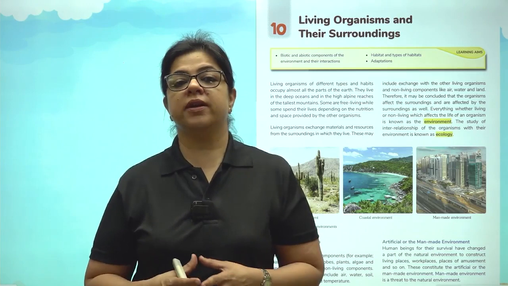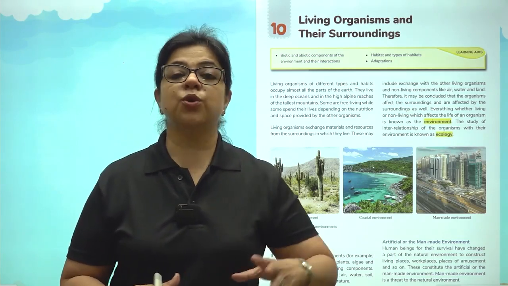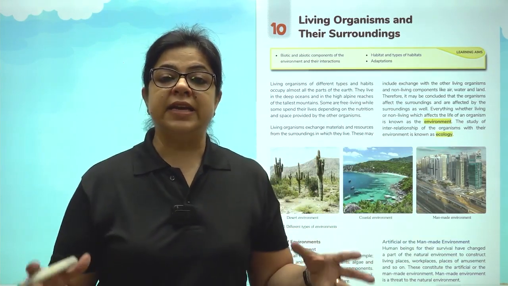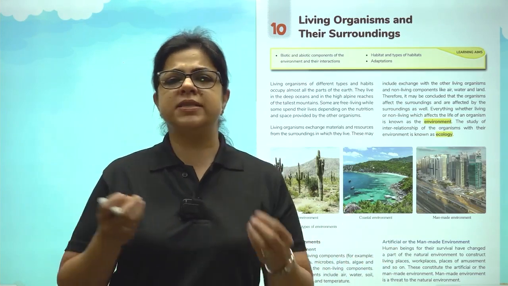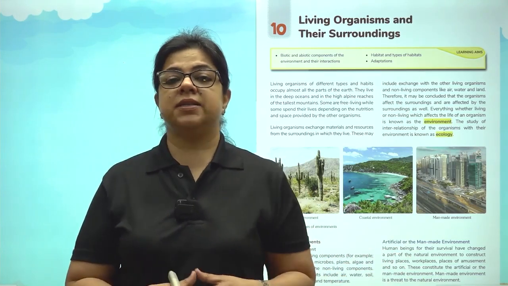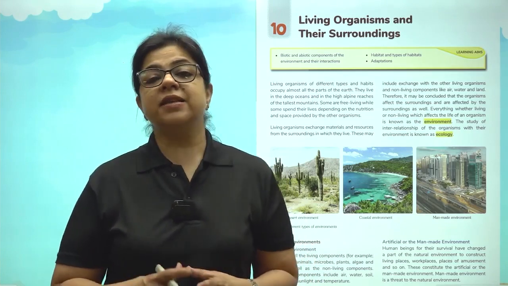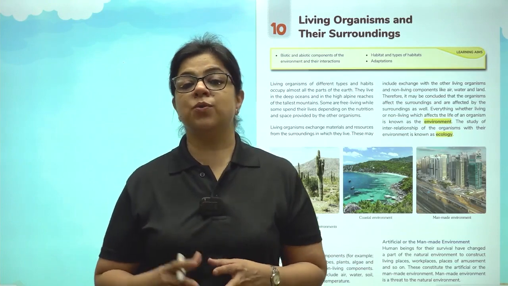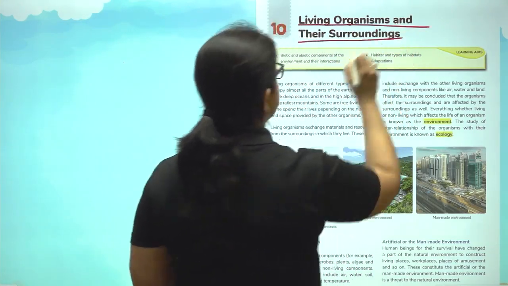Now different living organisms live in different places. So whether you go to the coastal areas or you go to the high mountains, everywhere you will find that there are living organisms. Whether it is a polar bear, a camel, or tiny unicellular organisms. And in all these places, whether the temperature is very hot, very cold, or normal, these living organisms have a way of living.